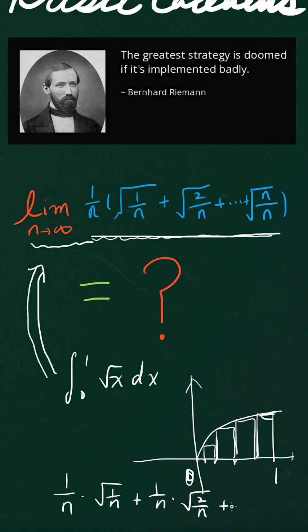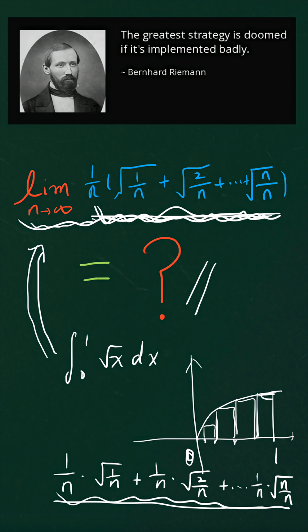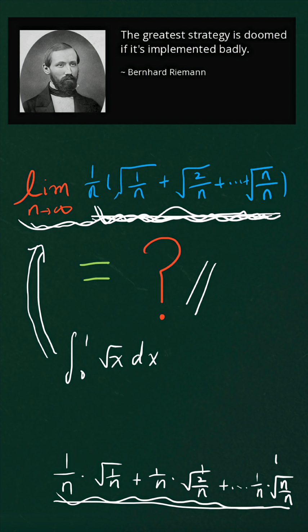And then if you work down, you get 1 over n times square root of n over n, which is exactly this thing over here, right? And the area of the shape is also exactly the integral of square root of x from 0 to 1. So now we have proved these two things are equal. Okay, so now the problem becomes, how do we find the value of a certain integral?